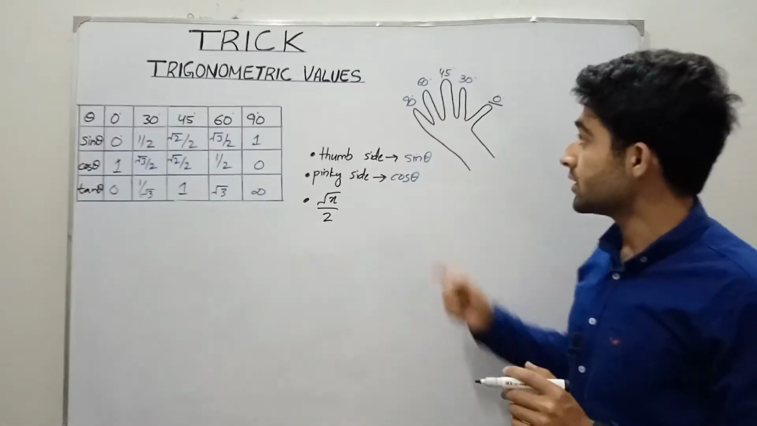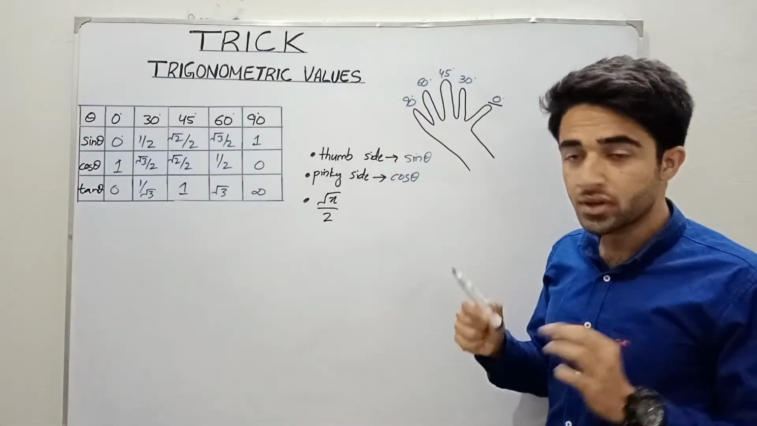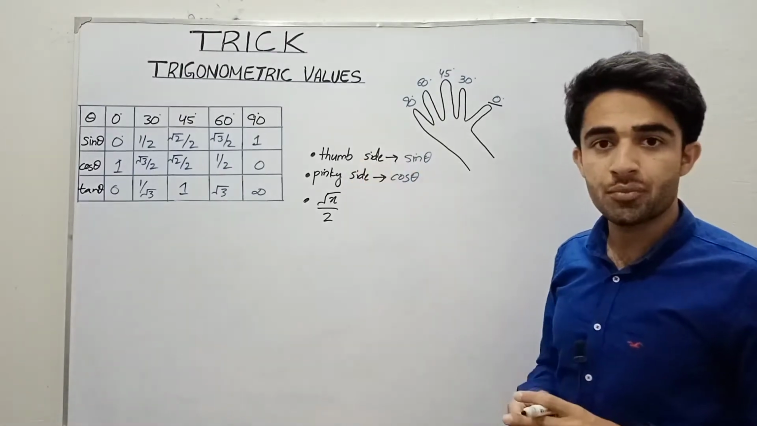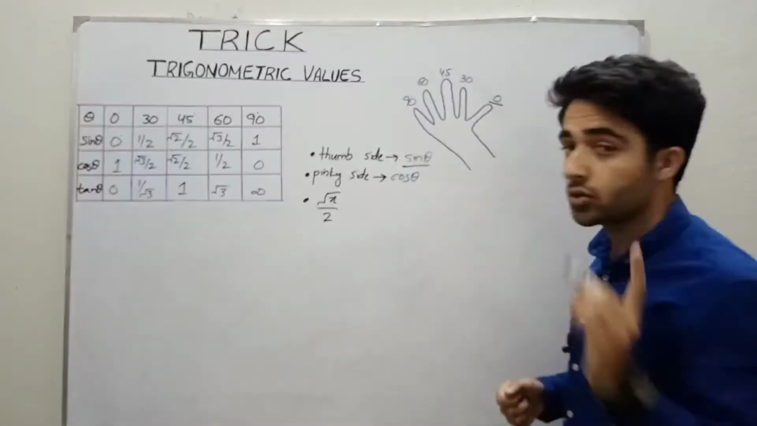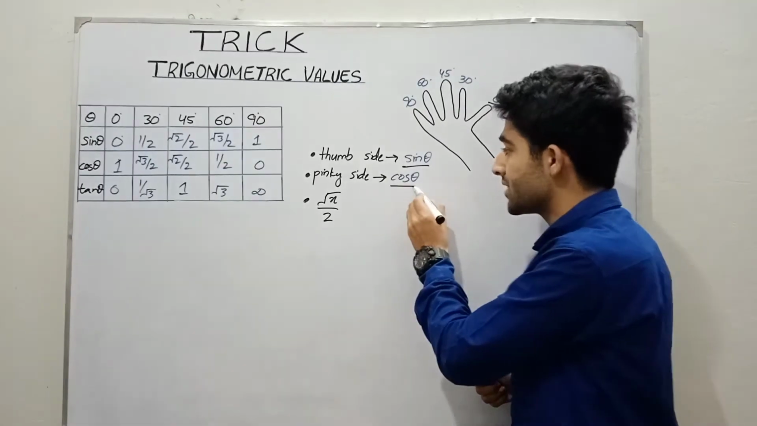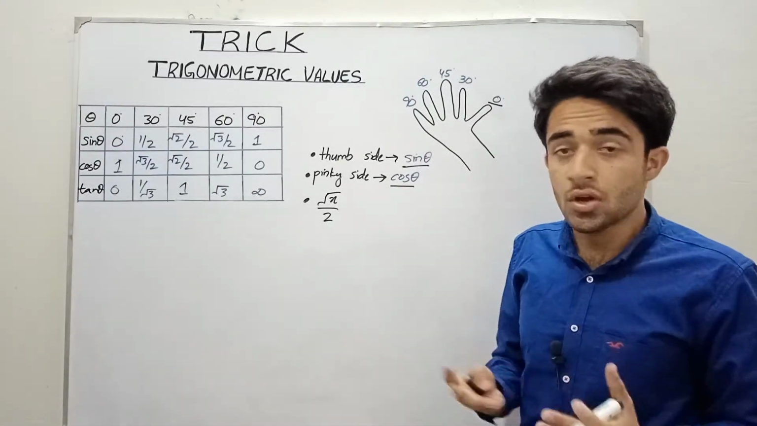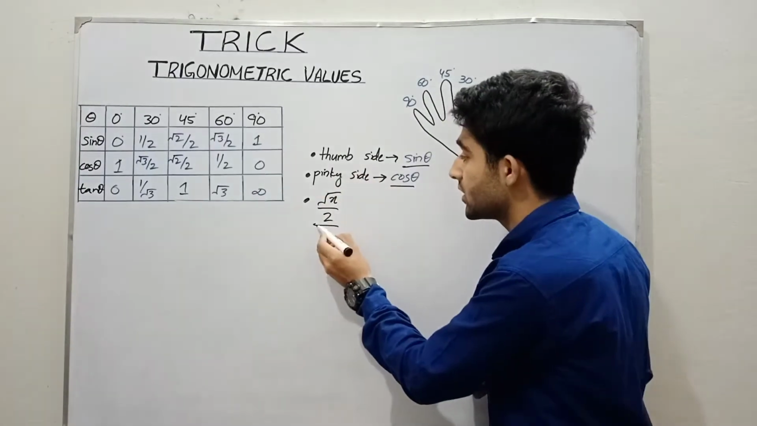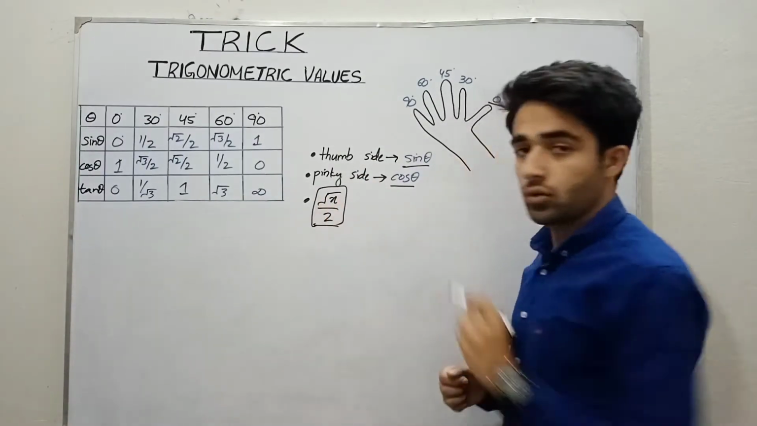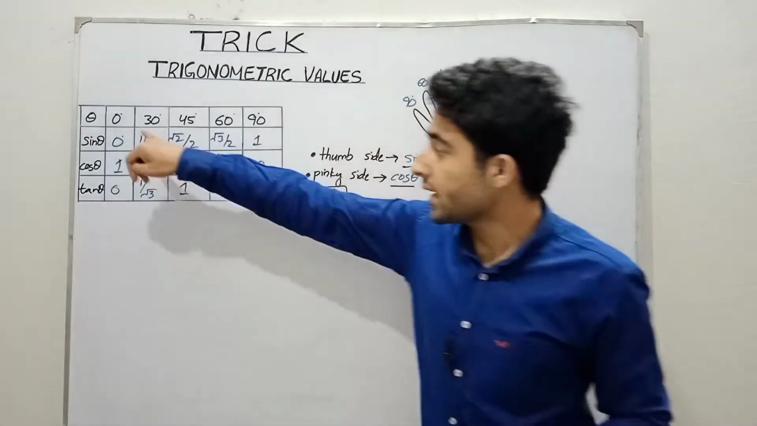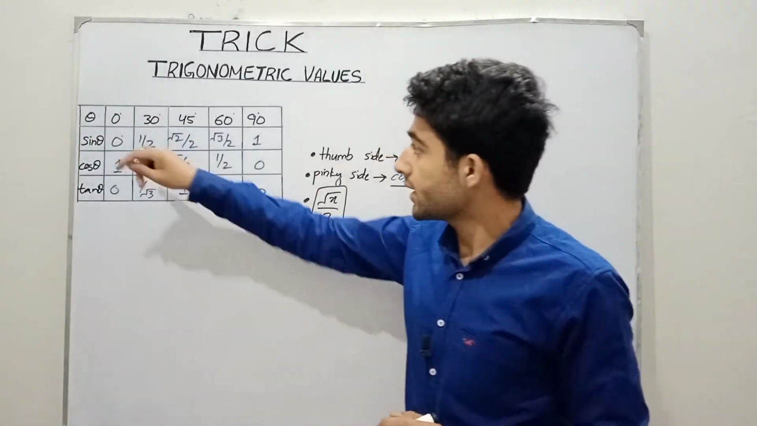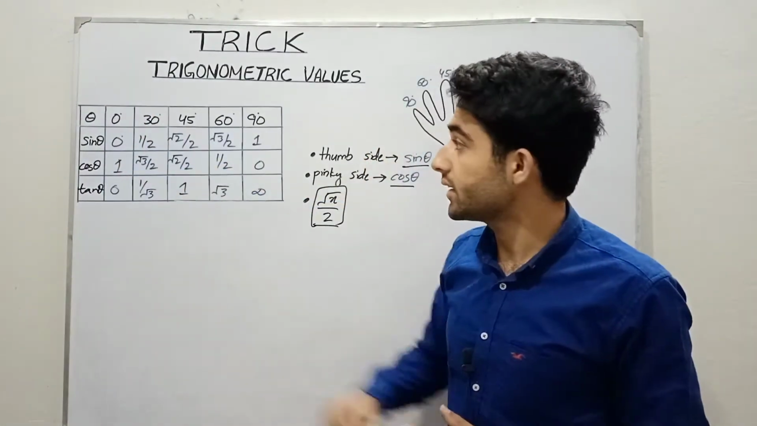Then you have to remember that the thumb side represents the sine theta values and the pinky side represents the cos theta values, and the formula which we will use for this trick is root x over 2. So at the angle 0 degree, the value of sine theta is 0.